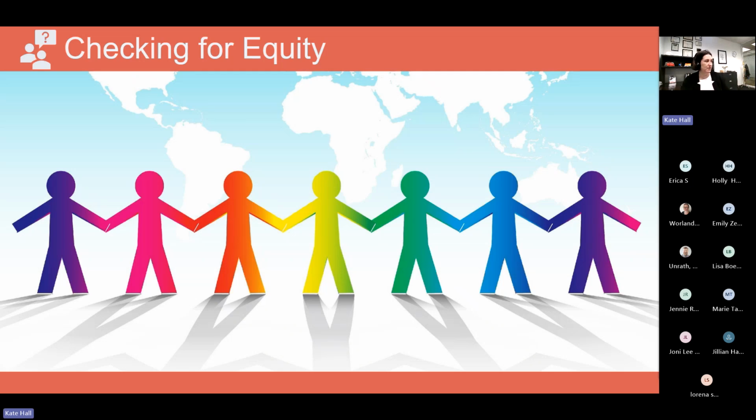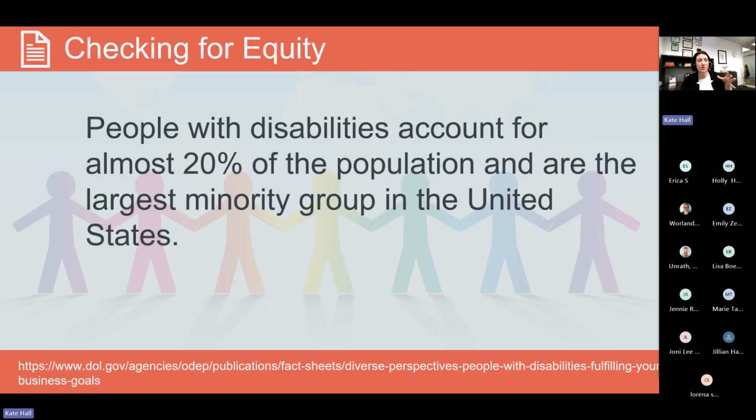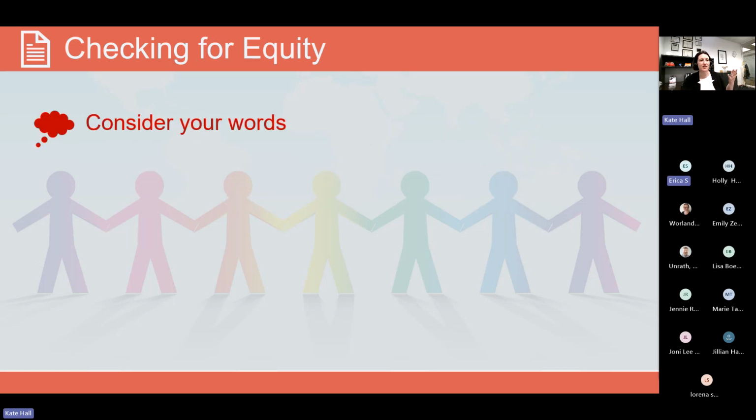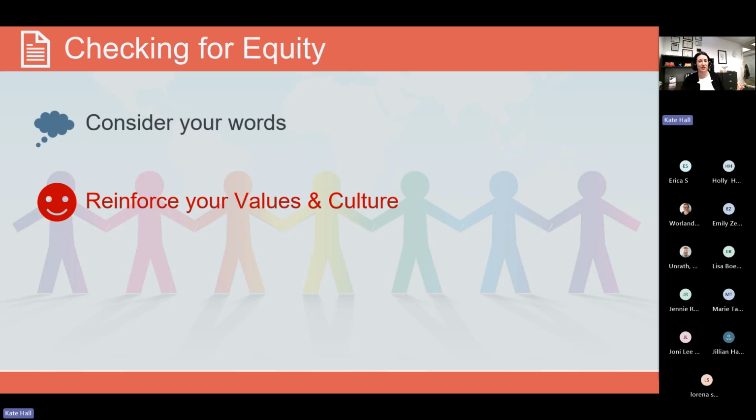to check for equity. There are 20% of people in the country that are disabled. They are the largest minority group. So think about, how am I preparing the interview questions, the interview process? Think about the words that you're using. Think about how you can use it to reinforce your values, and think about your own assumptions that you're bringing to the table.